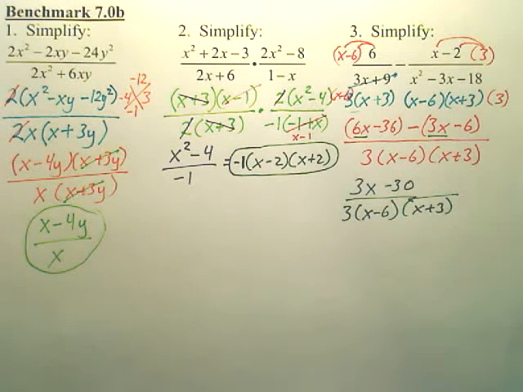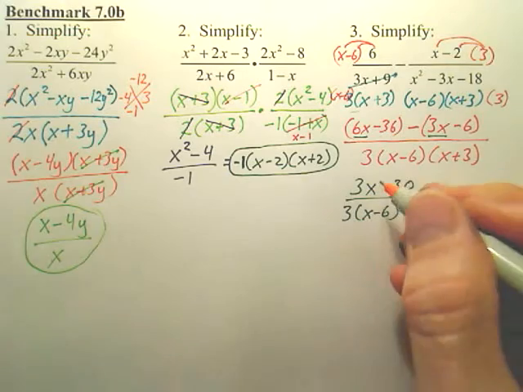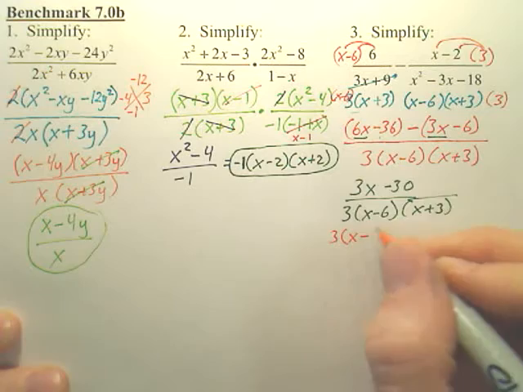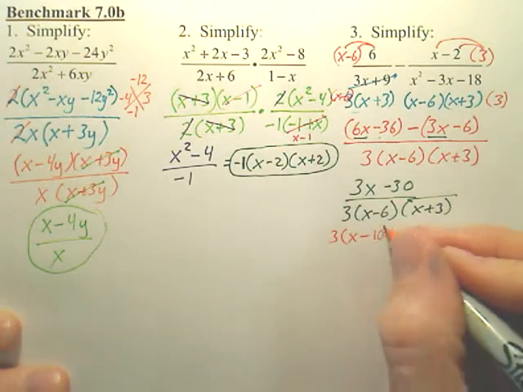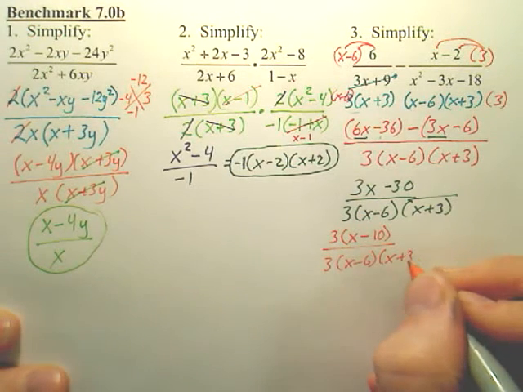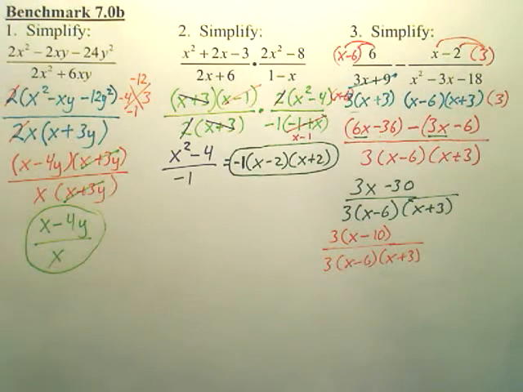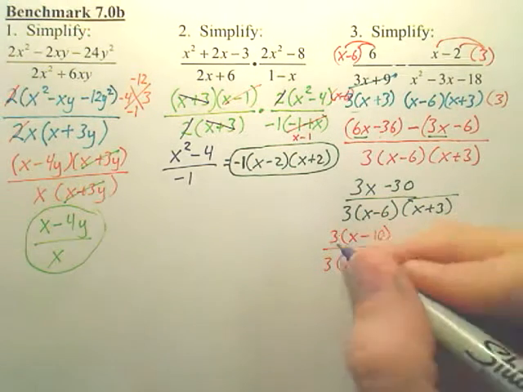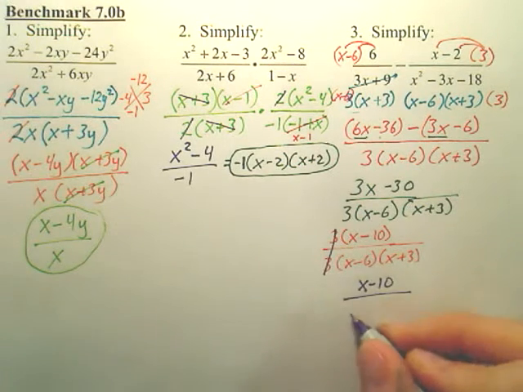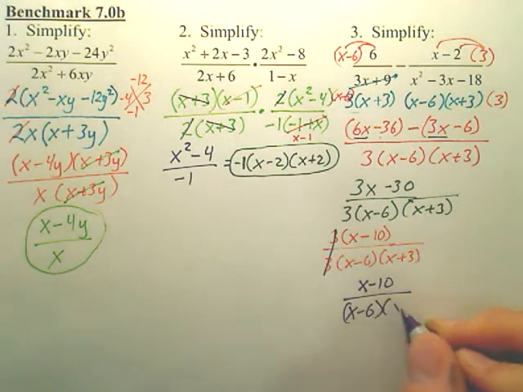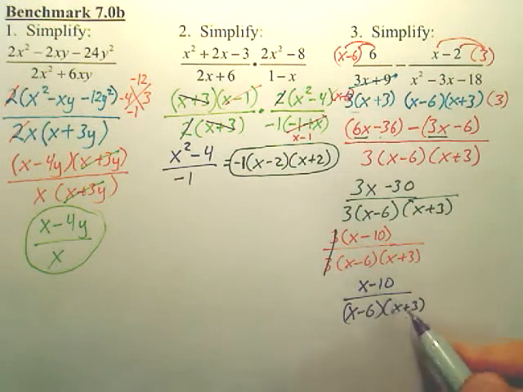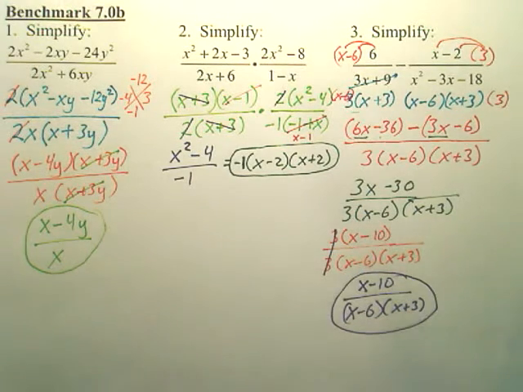Now we're still not done. Can the top factor? The top has a GCF. If you pull out a 3 on the top, you're left with x. Pull a 3 out of here, you're left with 10. The bottom has a 3, x minus 6, x plus 3. Does anything cancel? Those 3s cancel. So your final answer is x minus 10 over x minus 6, x plus 3. Now, these do not cancel. You can't. That's a negative 10. Nothing cancels here. That is your final answer.